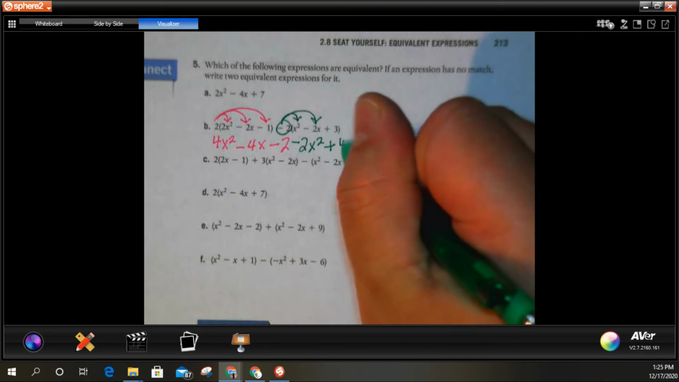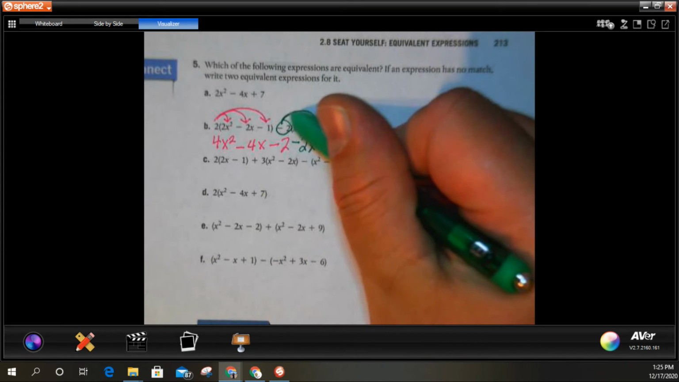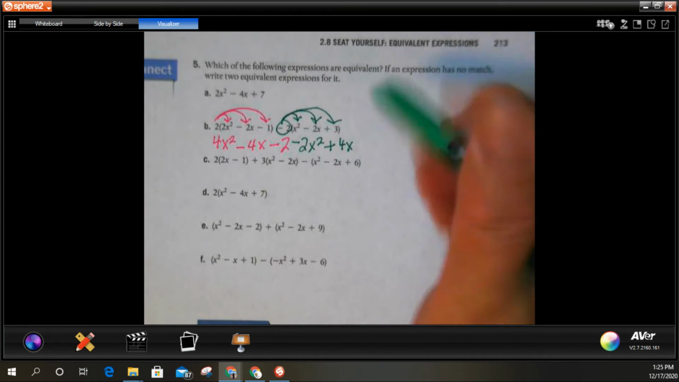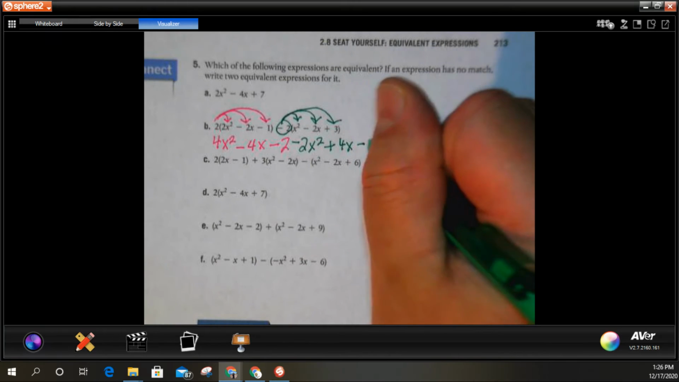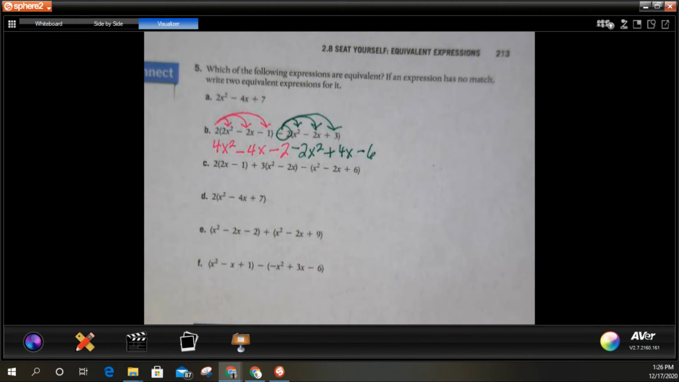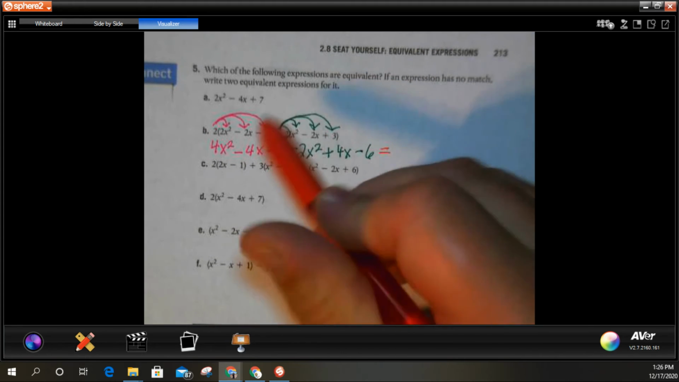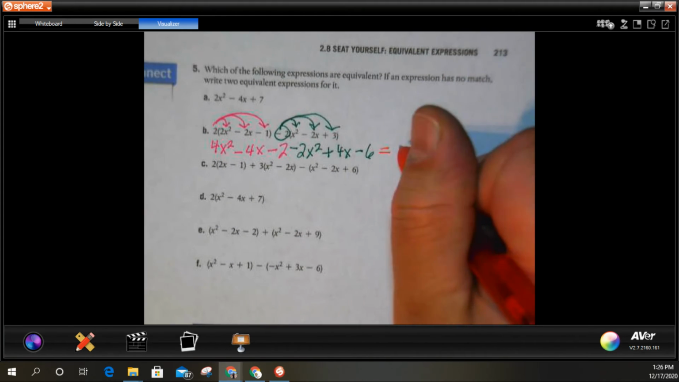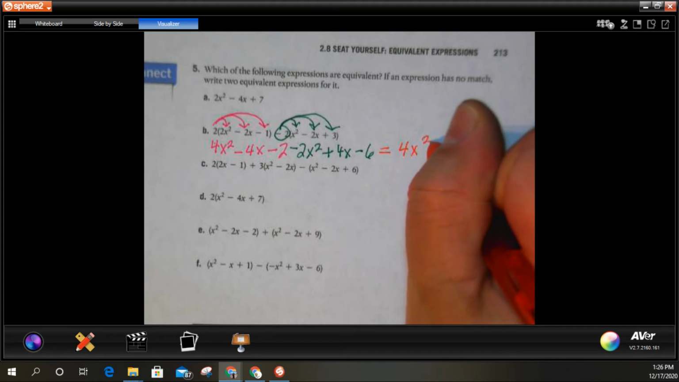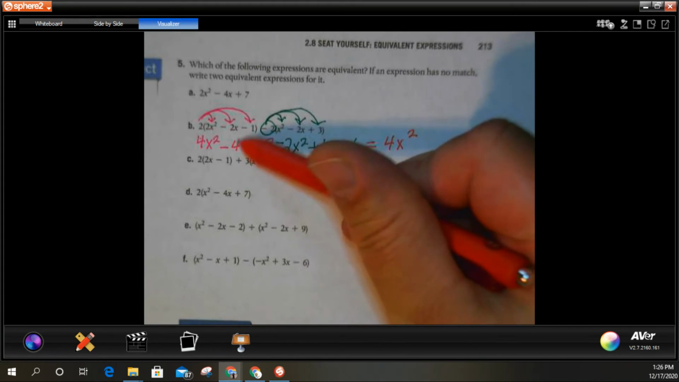Oh, here's an x squared term. So I need to combine these. So this is a 2x squared. Okay, and then I have a minus 2, minus 6 is minus 8. Next one.